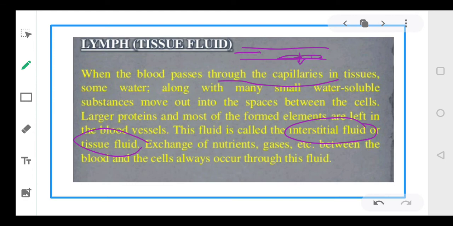Right, everyone? And this basically contains digested fat. RBCs are absent in this fluid, and it is straw colored. It is straw colored, RBCs are absent, and it contains digested fat.